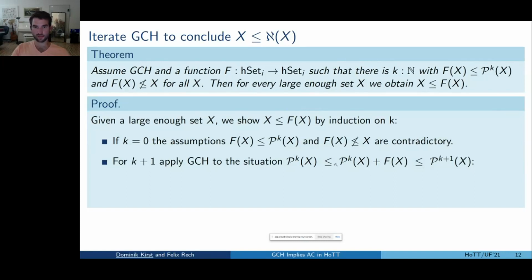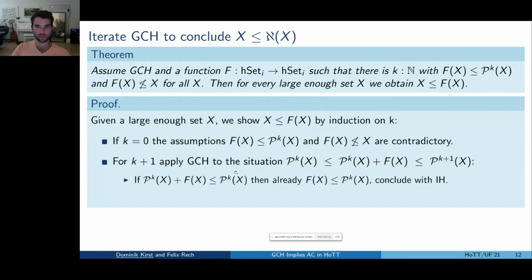k+1-fold power set. And then there are two cases what GCH does to the situation. Either the first comparison can be reverted. And in this case, because then the sum is below the k-fold power set, already f of x is below the k-fold power set, which then lets you proceed with induction.